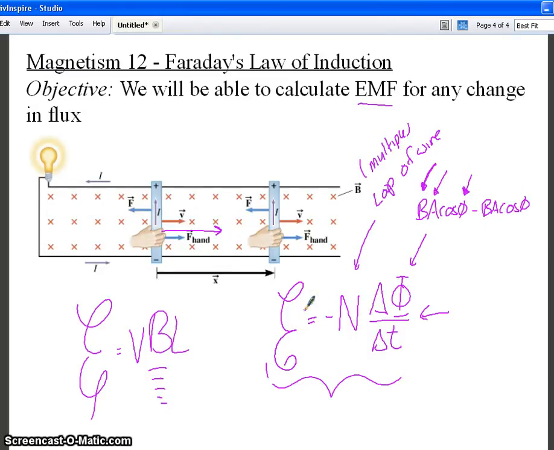So this is actually an example. This is a more in-depth equation, and depending on what information you're given in your question, you might need to use this one, you might need to use this one. It all depends on the question.